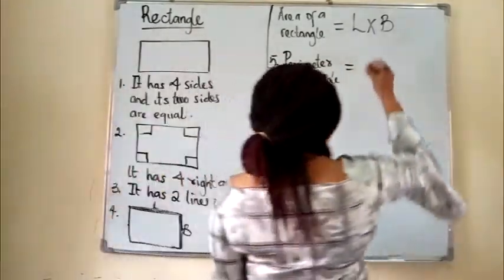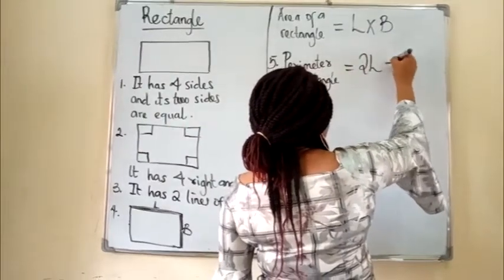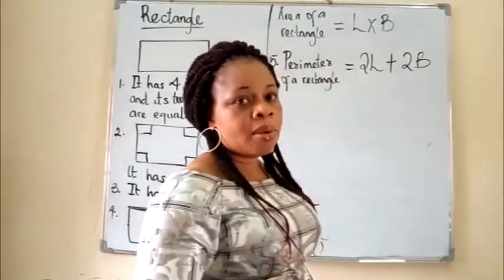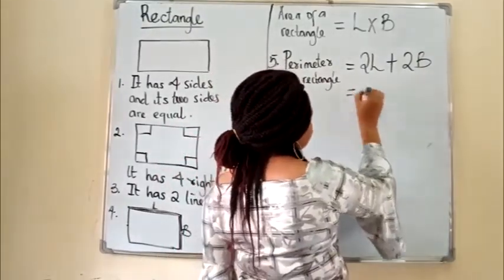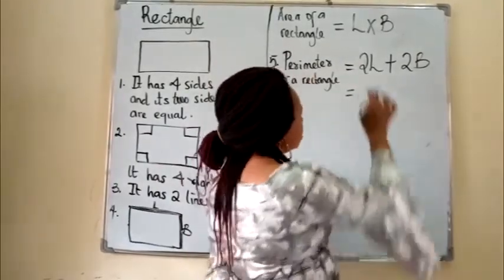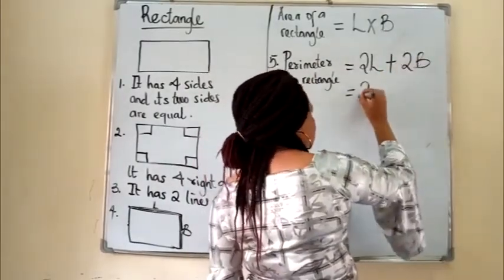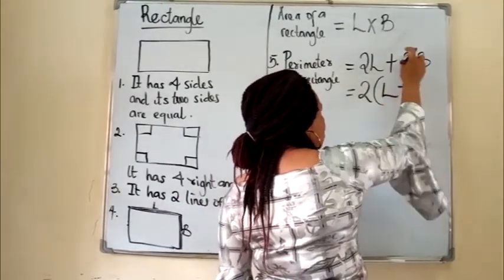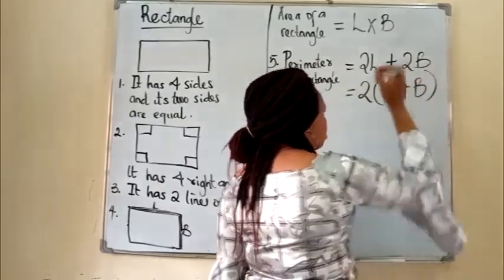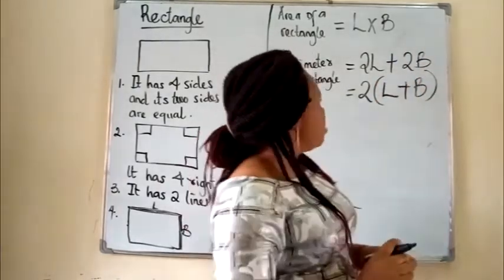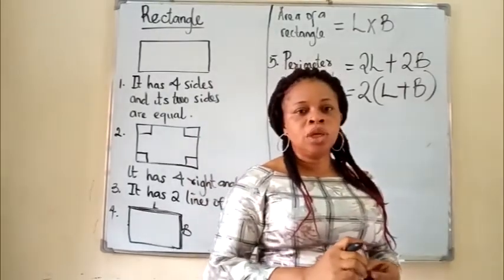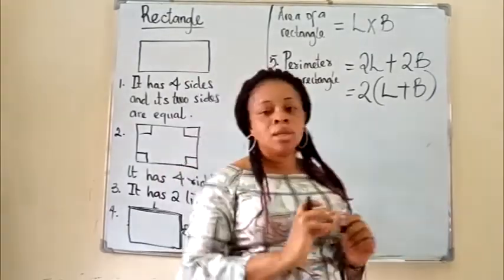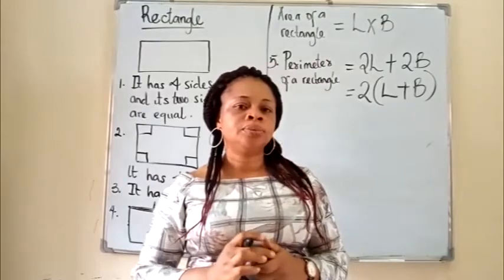So in a rectangle, there are 2 lengths and there are also 2 breadths. That gives us the perimeter. So we can factor this, a little mathematics. There is 2 here, there is 2 here. So we put 2 and open up a bracket. What is remaining here is L plus, and what's remaining here is the B. So we say the perimeter of a rectangle is 2 times (L plus B). That is how to calculate the perimeter of a rectangle.